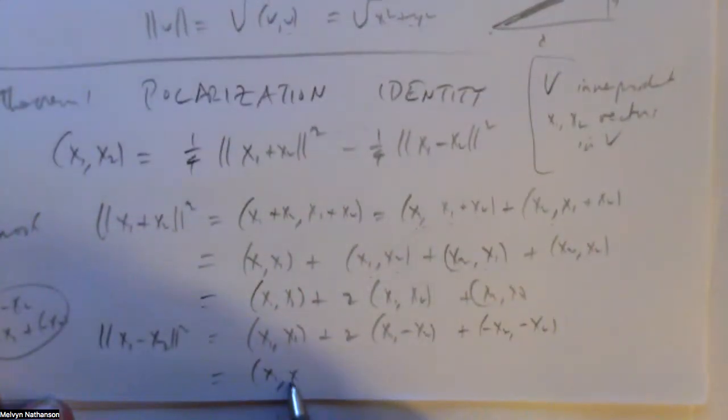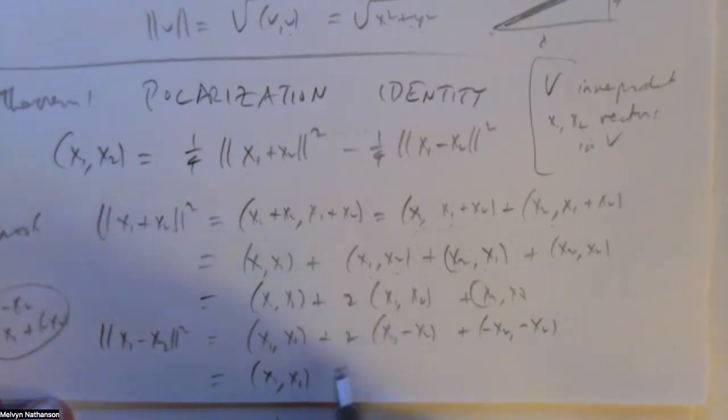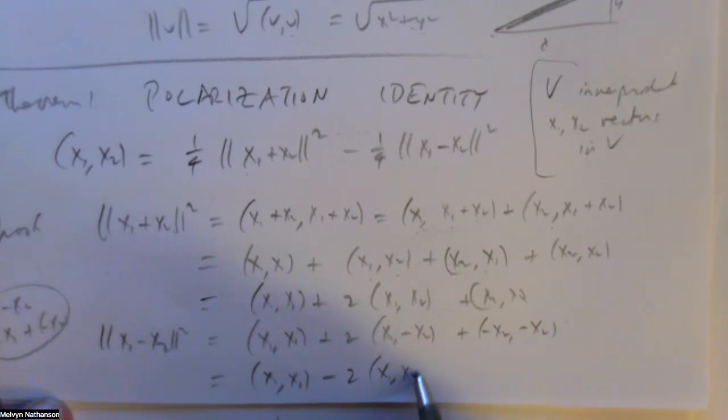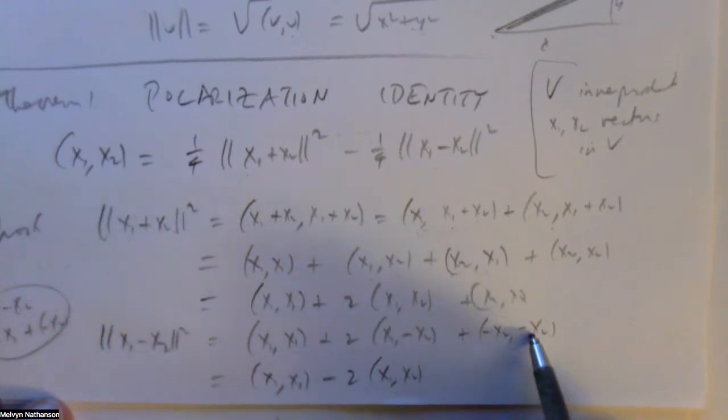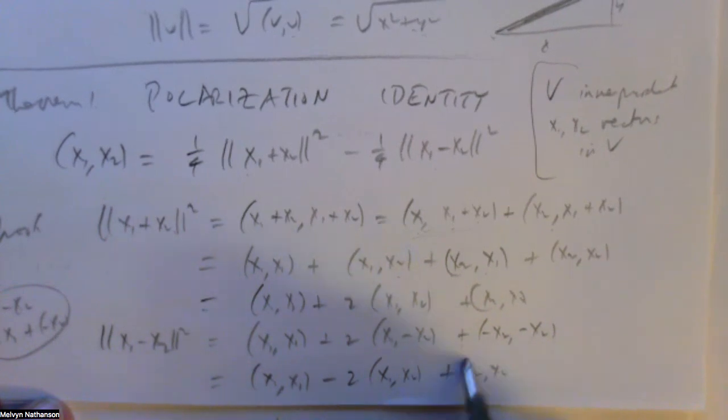This is ⟨x1, x1⟩. The minus sign comes out. Minus 2⟨x1, x2⟩. Minus comes out, minus comes out, minus times minus is plus, plus ⟨x2, x2⟩.